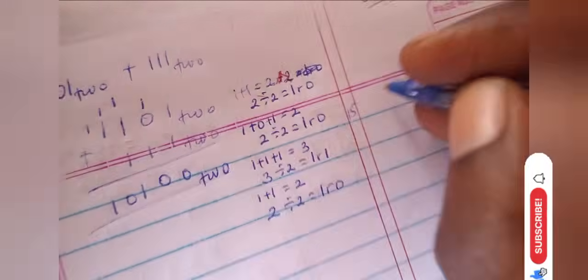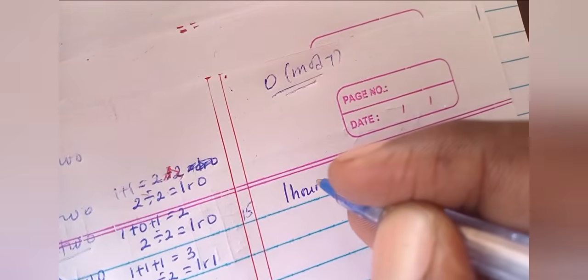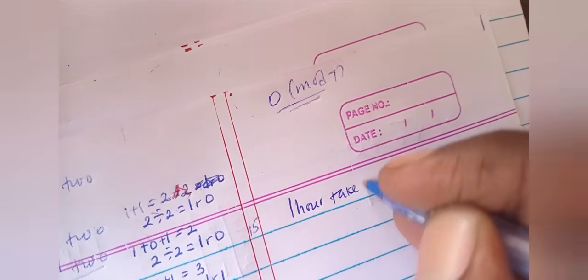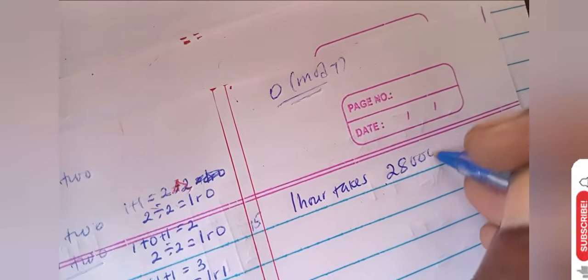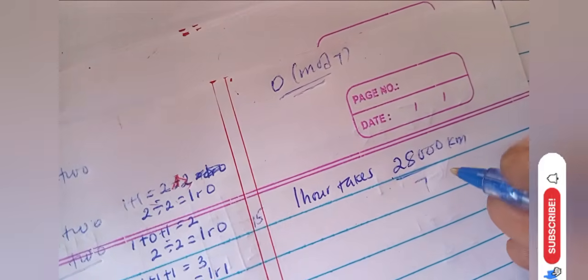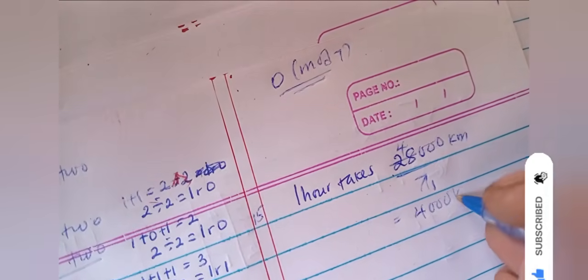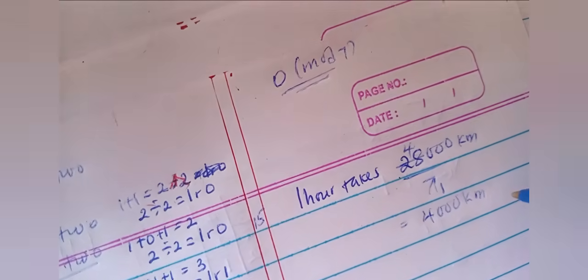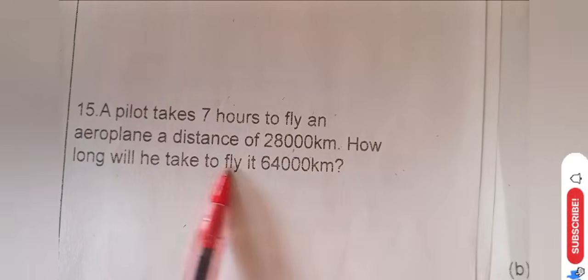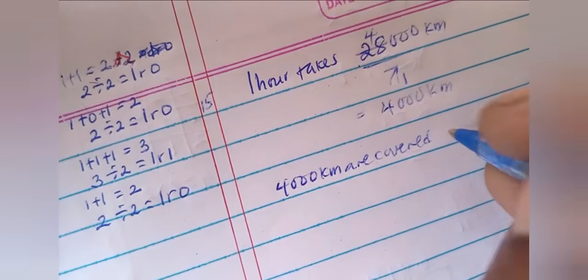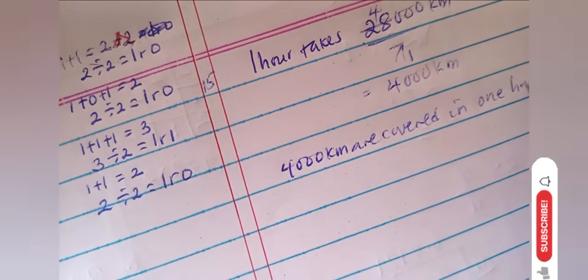So in 1 hour, the pilot will take 28,000 kilometers out of 7, giving you 4,000 kilometers. So if the pilot covers 4,000 kilometers in 1 hour, it means that they want us to find the time for 64,000 kilometers.